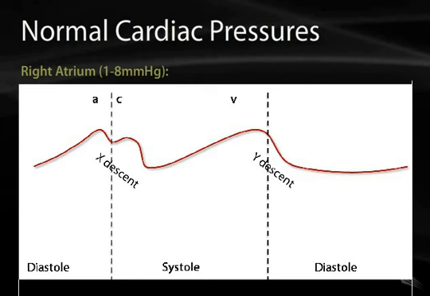This tracing shows the pressure in the right atrium during the cardiac cycle. We start off in diastole, and the first bump you see in the pressure tracing is A. We call this the A wave. The A wave is followed by the X descent. During the X descent, most people have what we call a C wave. Then during systole, you'll see the pressure in the right atrium slowly rising to a V wave, followed by a Y descent during diastole. What do these waves mean?